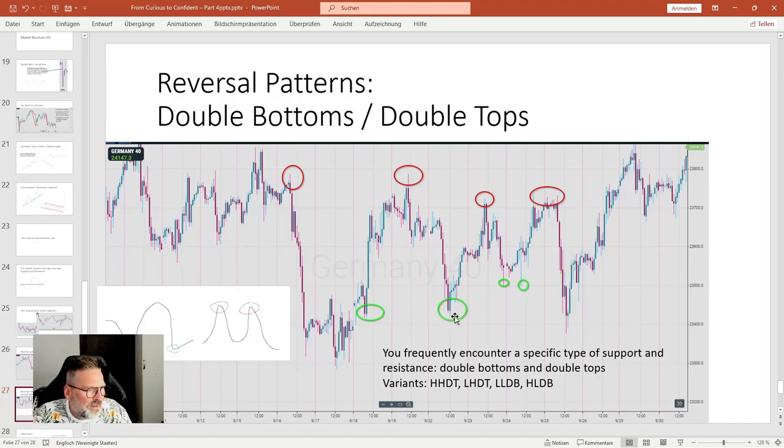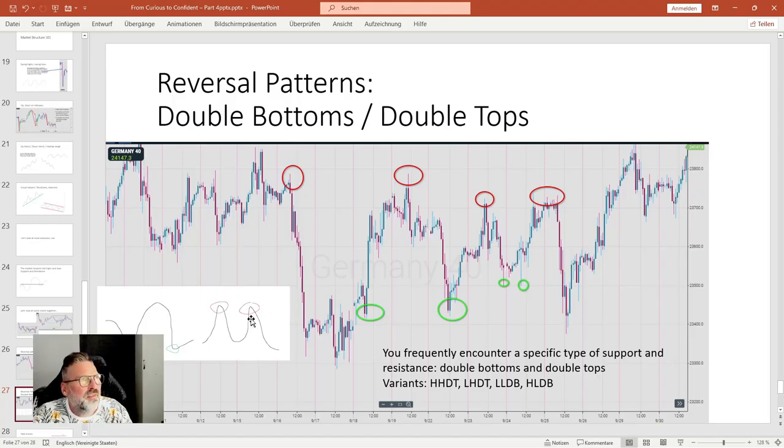You can't always get a picture perfect entry. You have to see if you want to jump on board a little earlier and place a large enough stop loss to accommodate maybe a lower low double bottom here. But that's up to you how you want to trade it.